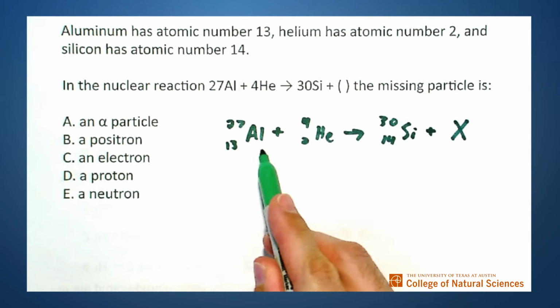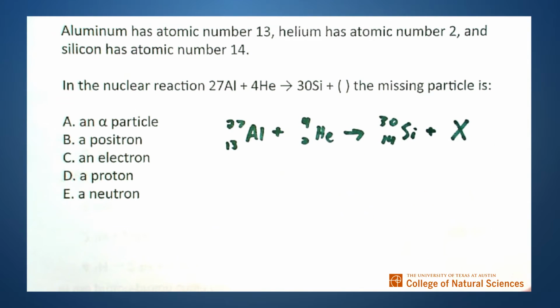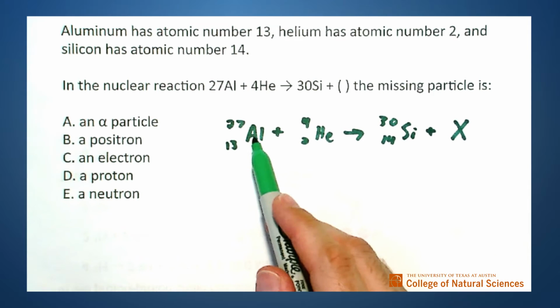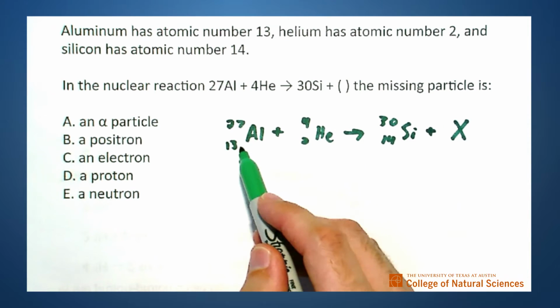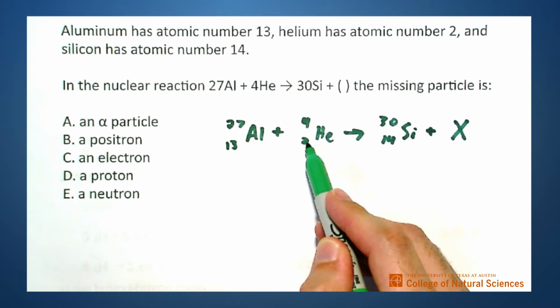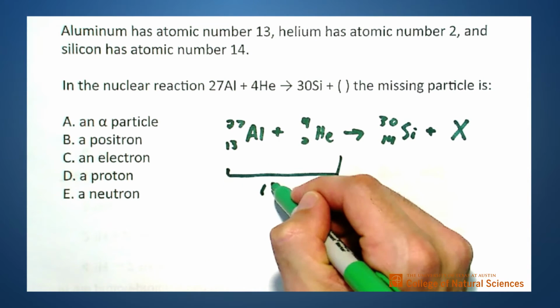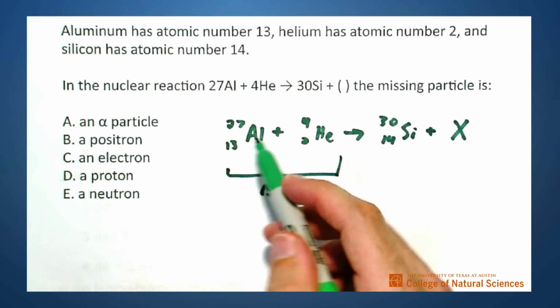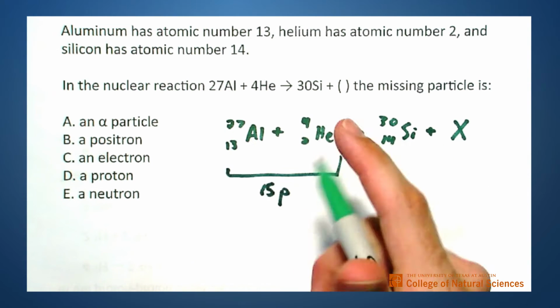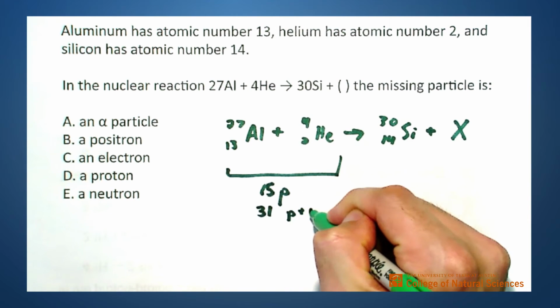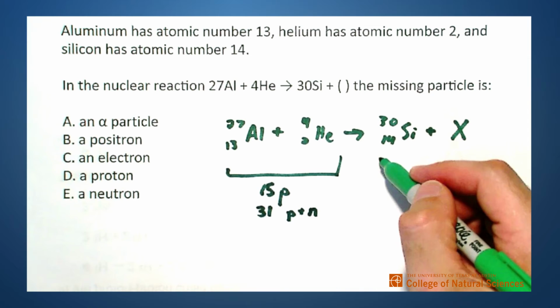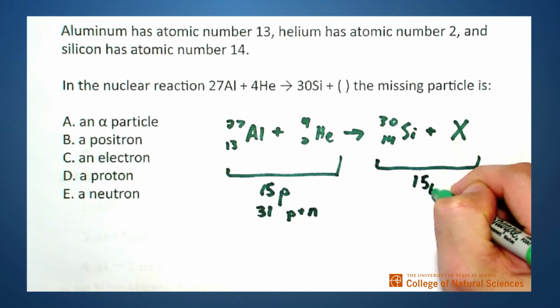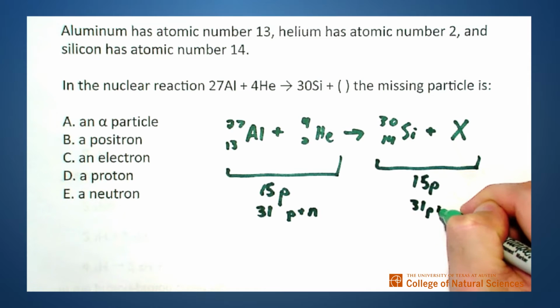Well, what I'm going to do is look and see what numbers have to match. I know that the number of protons in this reaction has to add up, and the total number of protons and neutrons in this reaction also has to add up. So if I'm only having one missing particle, I see that I have 13 and 2 protons, so 15 protons to begin with. And I have a total of 27 and 4, which is 31 protons plus neutrons to begin with. Over here, I'm going to have 15 protons and another 31 protons plus neutrons.